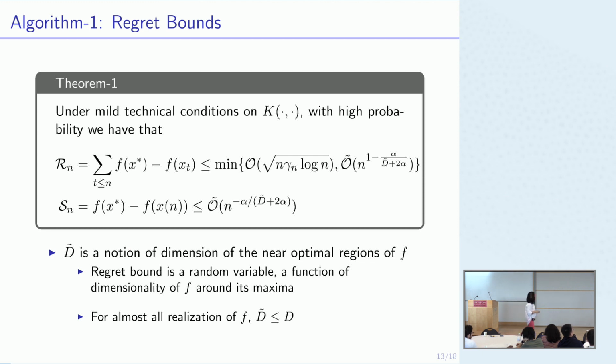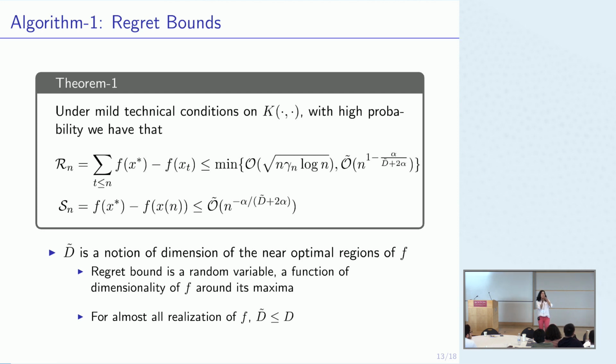The regret bounds are of the following form. It's a minimization of the previous bounds, what we call informational type bounds, and the geometric bounds. And again, here is where we use the Lipschitz structure of the sample paths. The geometric part basically has the form n to the power 1 minus alpha, d plus 2 alpha, sorry, d tilde. This d tilde is what I was telling you is the opportunistic number. So this says that the regret is going to be upper bounded by a random variable. Okay? It's a notion of the dimensionality around your maximizer.